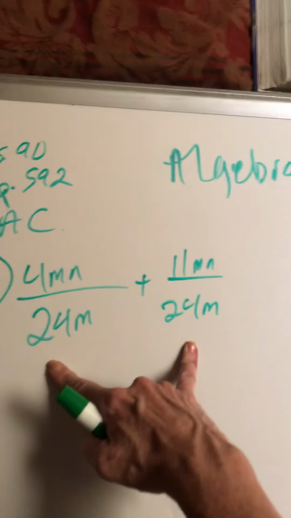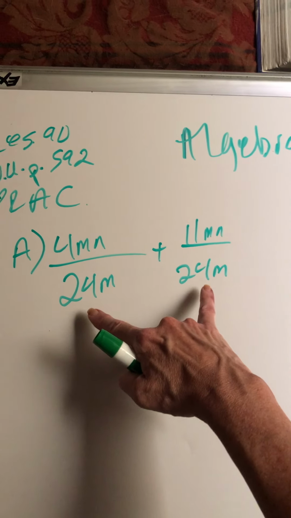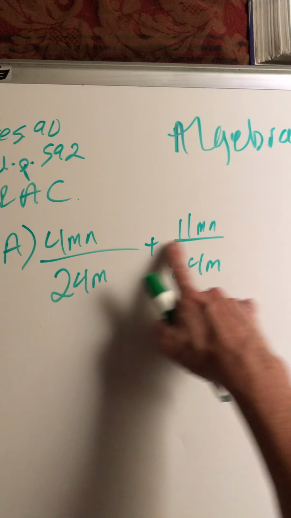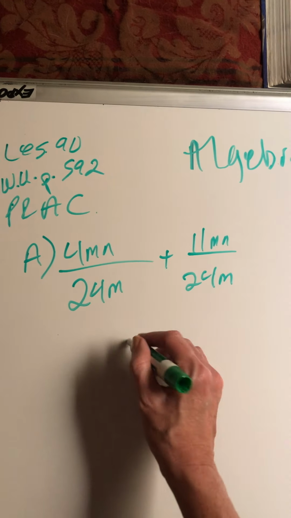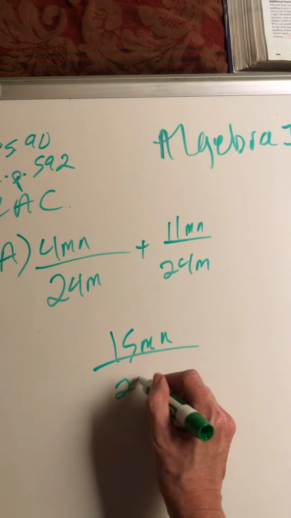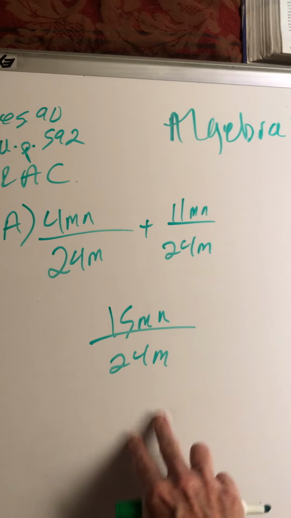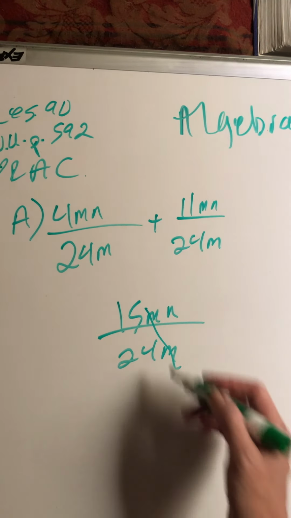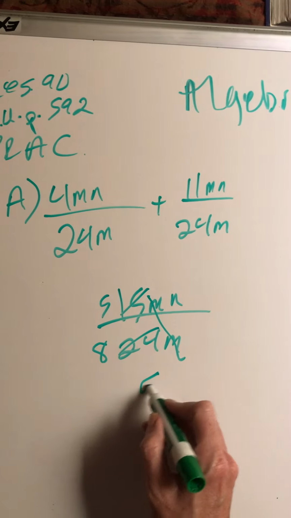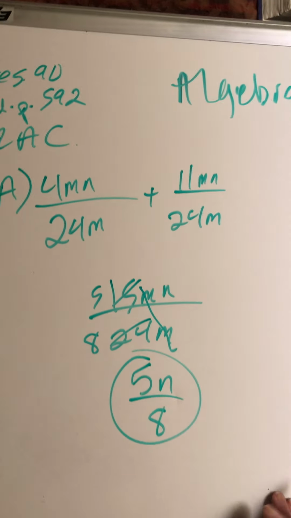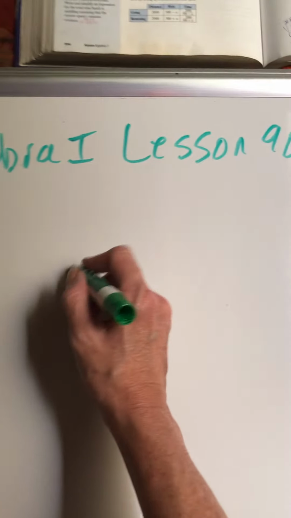So that's A. That's what your book has for A right there. So since the denominators are alike, go ahead and combine like terms if you've got them in the numerator, which you actually do. You've got 4mn and you've got 11mn, so that would be 15mn over 24m. Then once you've combined like terms, try to cancel what you can. For example, the m's go. You can take a 3 out of 15 and leave a 5. You can take a 3 out of 24 and leave an 8. So it'd be 5n over 8. So that's A. Now for B.